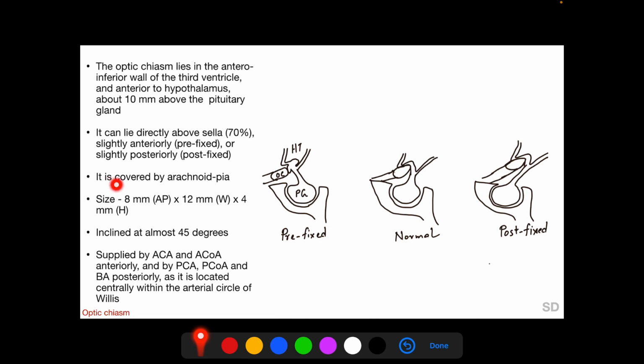The optic chiasm is covered by arachnoid pia layers, and the size of the chiasm is 8 mm anteroposteriorly, 12 mm in width and 4 mm in height, and it is inclined at almost 45 degrees angle to the horizontal. The optic chiasm is supplied anteriorly by the anterior cerebral artery and the anterior communicating artery, and posteriorly by the posterior cerebral artery, the posterior communicating artery and the basilar artery. So the optic chiasm is supplied both by the anterior and the posterior circulation, since it is located centrally within the arterial circle of Willis, which we will be discussing further when we discuss the arterial supply.